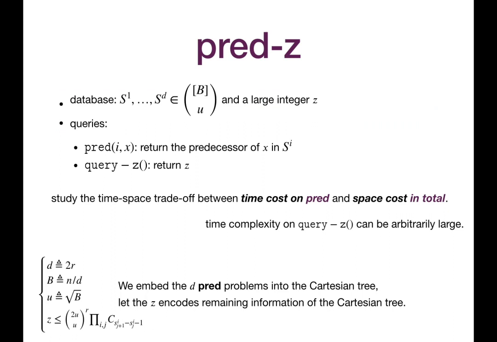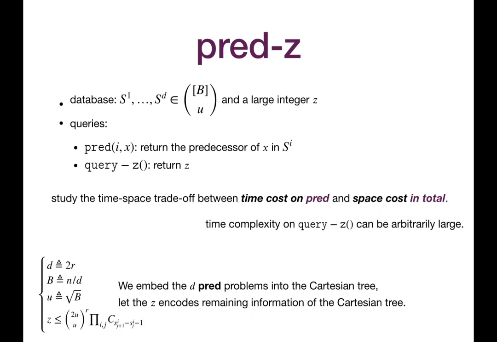Formally speaking, the database of PretZ consists of D subproblems and a large integer Z. Each of the subproblems is a set of U distinct elements from a universe of size B. PretZ requires the data structures to answer two kinds of queries: execute predecessor search in some subproblem, or return Z. We care about the time-space trade-off between the time cost of predecessor search and the total space cost. Note that the time complexity of the query Z can be arbitrarily large.